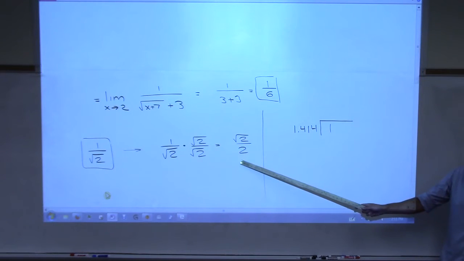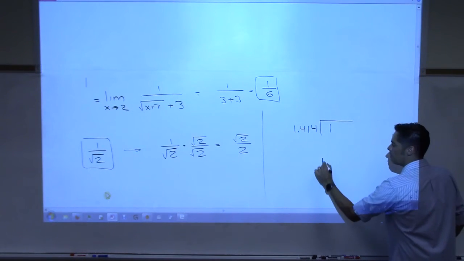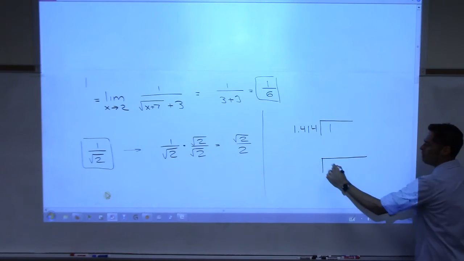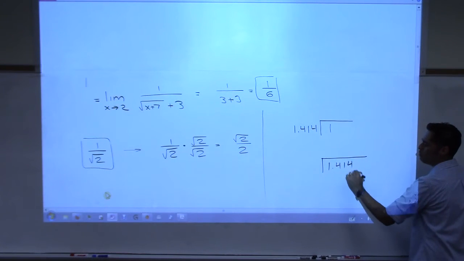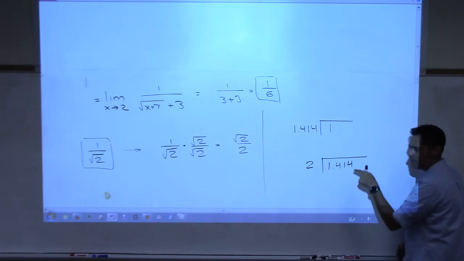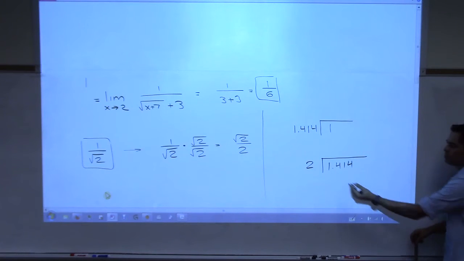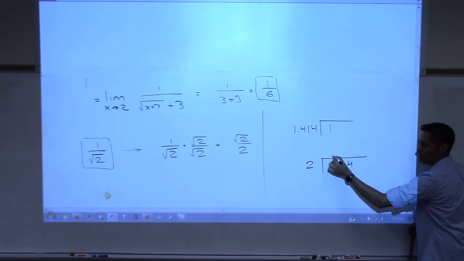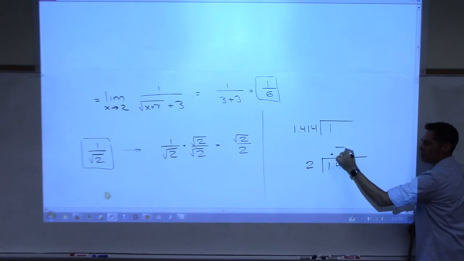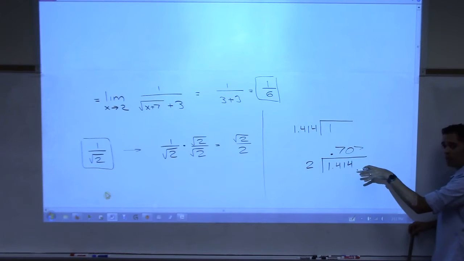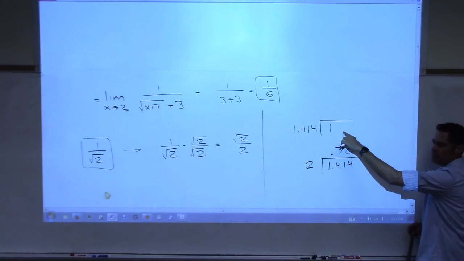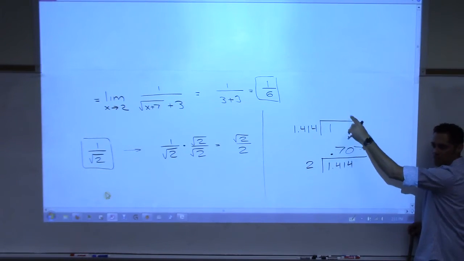Okay, now try and do this by hand. What goes inside? 1.414. What goes outside? 2. That's easy, right? 2 doesn't go into 1. Put a decimal. 2 goes into 14, 7 carried out, 707. See how quick that was? See this? That's not going to be so quick. But you'll get the same answer.